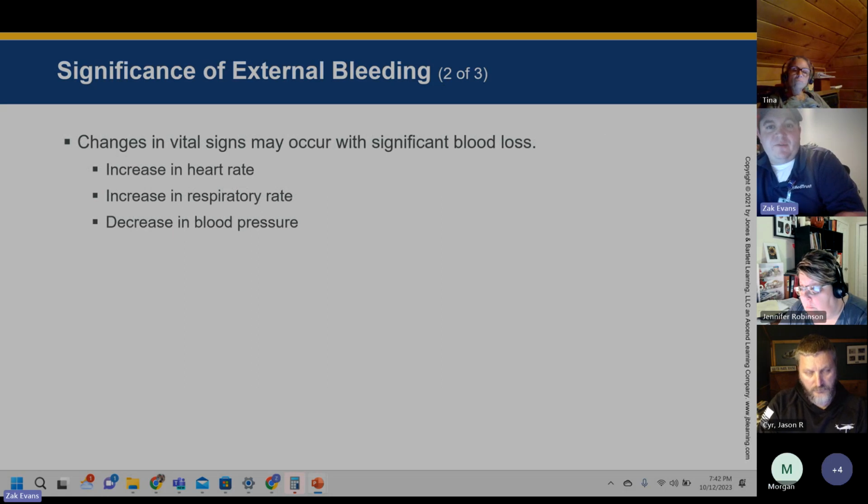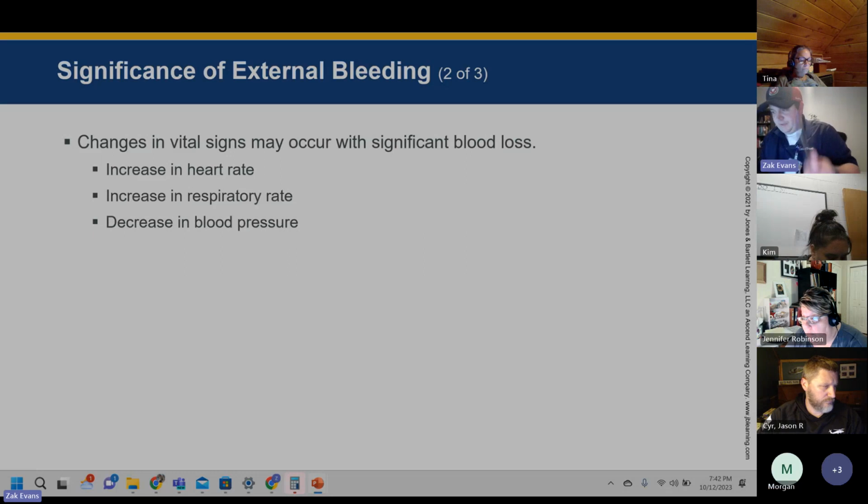Changes in vital signs with significant blood loss will occur. I would know this right here. This is a test question. These are signs of significant blood loss. So take a second, read over those. So, increase in heart rate, increase in respiratory rate, and a decrease in blood pressure.